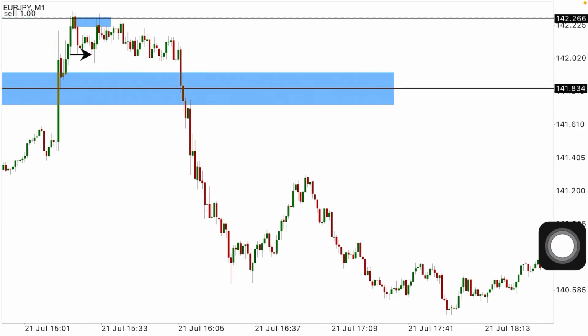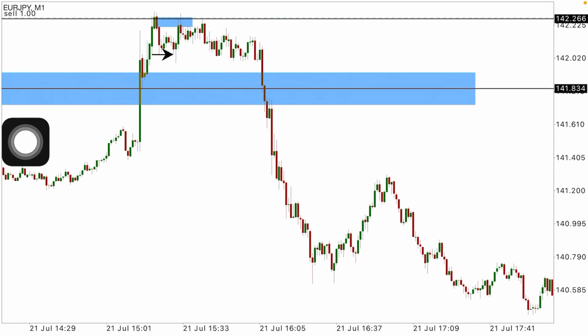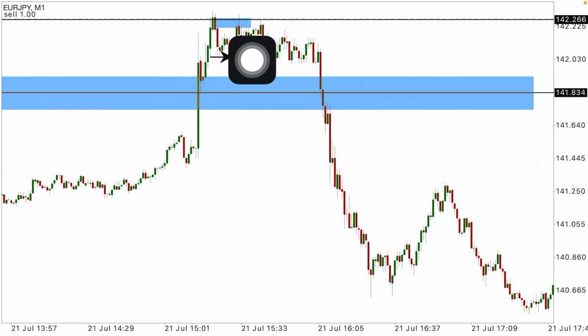So now you can see that there was zero drawdown. This was a sniper entry. Almost no drawdown. Zero drawdown on this trade.